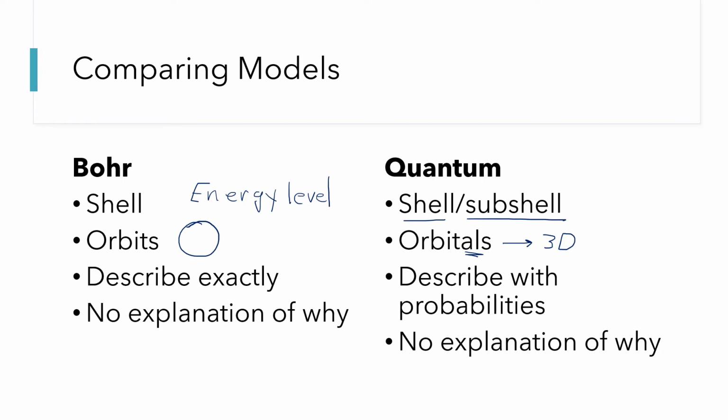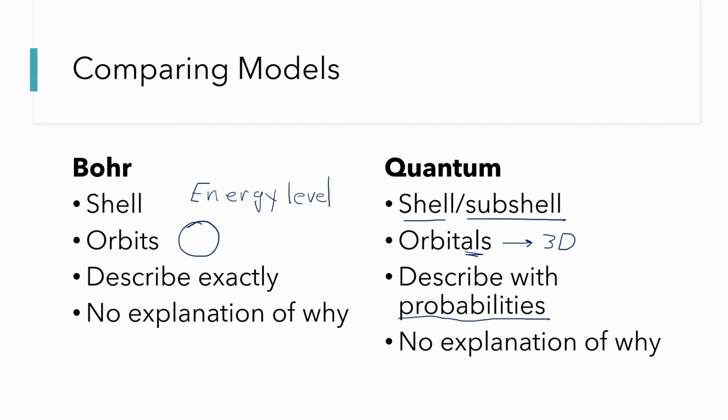The Bohr model tried to explain exactly where the electron was. In quantum mechanics, we kind of give up on that exact description and go with a probability description. We'll talk about things like there is a 90% probability that an electron is found in a certain region associated with the nucleus or around the nucleus.